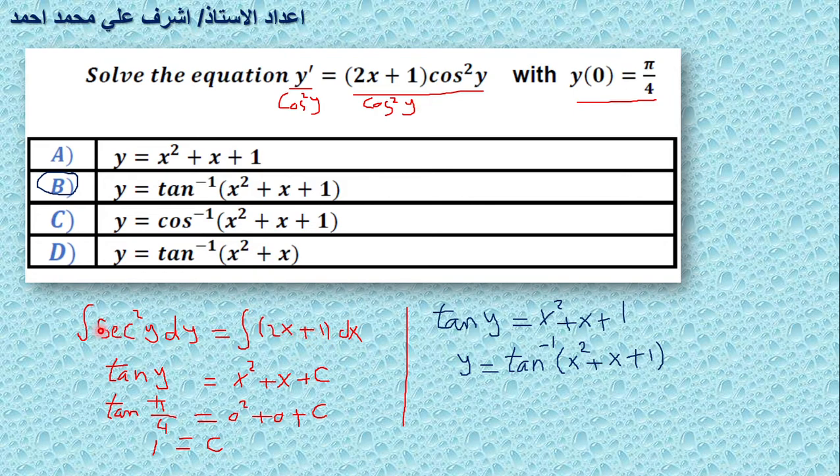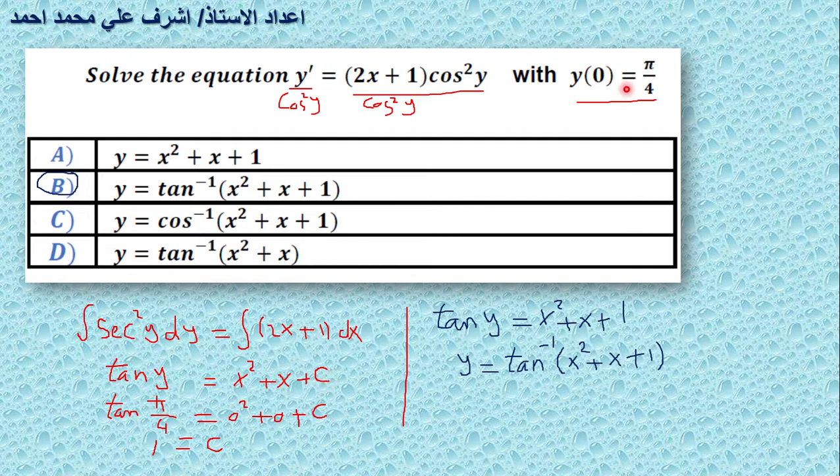We'll integrate one side with respect to y and the other side with respect to x. The integral of secant squared is tan, because the derivative of tan is secant squared, equals. Now we'll increase the power by 1 and divide by it. This power 1 increases to 2, divide by 2, 2 with 2 gives 1, so 1 x squared, plus the integral of 1 is x, because the derivative of x is 1, plus c.